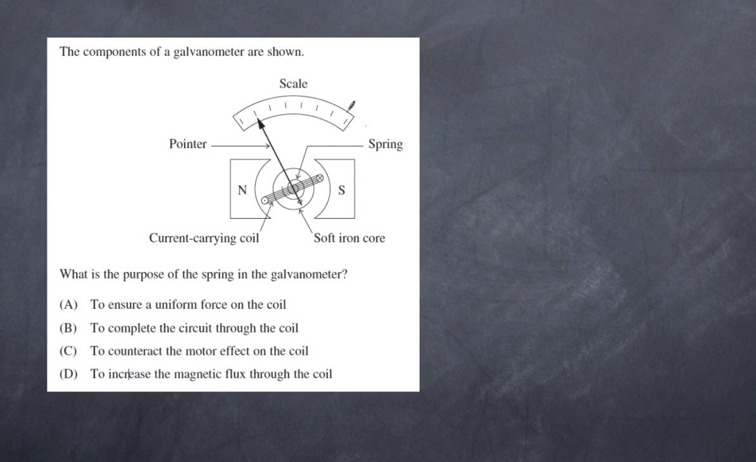Well, of course, the galvanometer works on the principle that F is equal to BIL sine theta. That is, it's all about the motor effect. But what we want is the situation here.